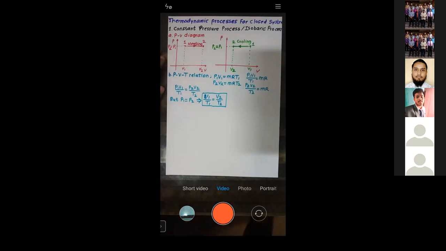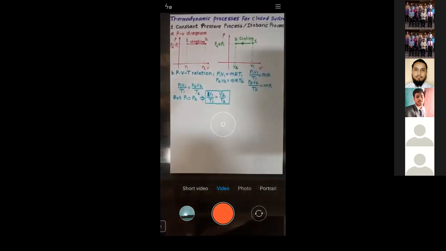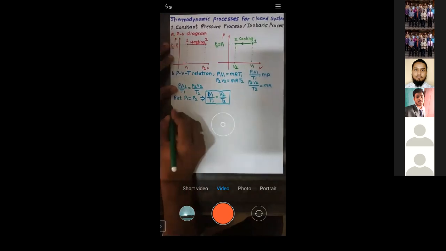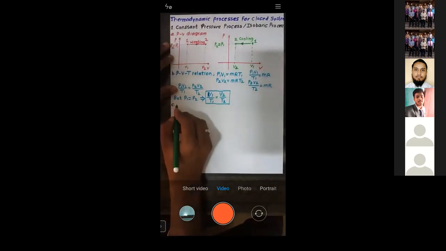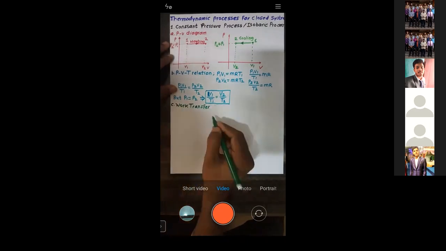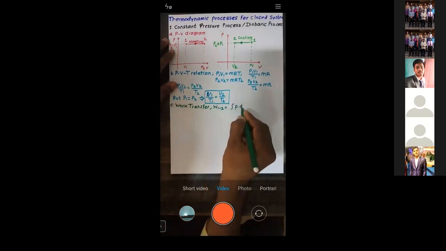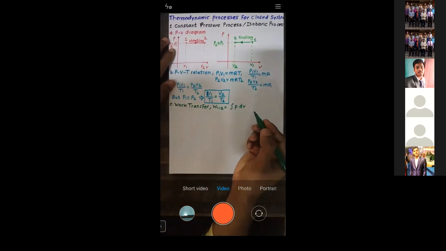Okay. Now let us go to the next point. Let us see how to calculate work transfer. What is the formula for calculating work transfer? Work transfer W1-2 is given by integration P dV. All of you know this one. The formula we already derived.